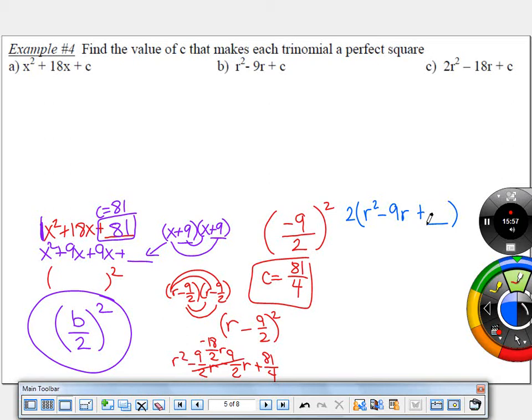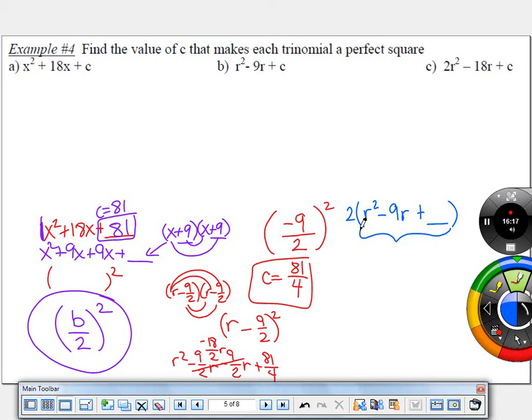So how do I figure out what number should go here in order to make this a perfect square? Savannah? We can solve for the number that should be in the c spot doing what? What did we just do in the other two problems?